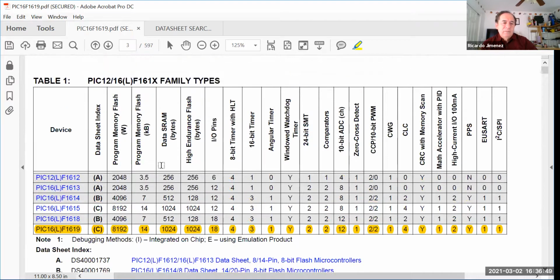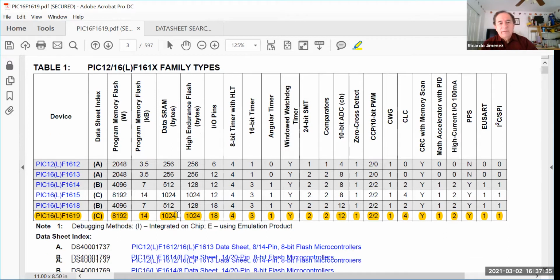And it has the RAM memory, which is 1K. The high endurance memory is 1K. The RAM memory is volatile, so if the power goes off, the data will be lost. But you don't want to lose data. You can store it in the HEF, right here. You can store it there. But there is a limit in reading and writing cycles. It is not unlimited, okay? I think you can write it 100,000 times. We will see it here. Okay, and these are all the things that it has.